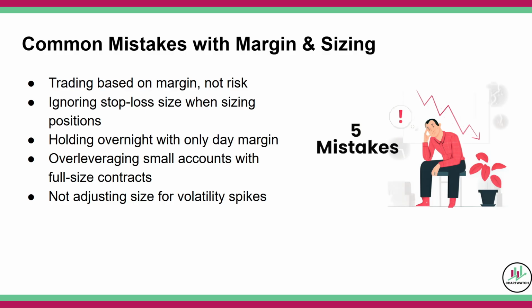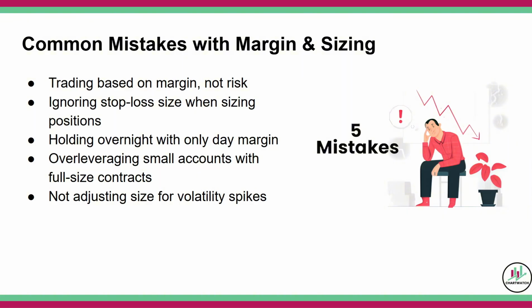Another mistake is over leveraging small accounts. What this means is new traders often try to trade full size contracts with $1,000 to $2,000. And so what happens is one fast move against them wipes out half or even all of their account. The lesson is you should use micro futures because they trade smaller and survive longer, especially when you have a smaller account.